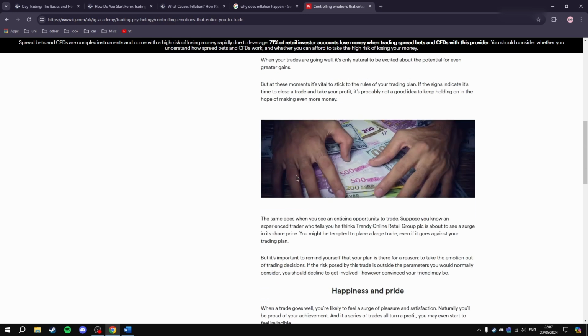The same goes when you're seeing an enticing opportunity to trade. Suppose you know an experienced trader who tells you he thinks Trendy Online Retail Group PLC is about to see a surge in its share price. You might be tempted to place a large trade even if it goes against your trading plan. But it's important to remind yourself that your plan is there for a reason, to take the emotion out of trading decisions. If the risk posed by this trade is outside the parameters you would normally consider, you should decline to get involved, however convinced your friend may be.